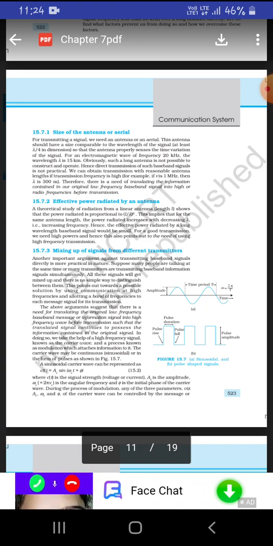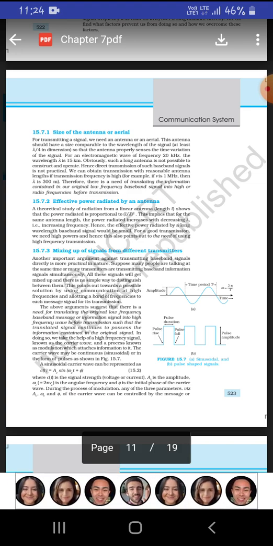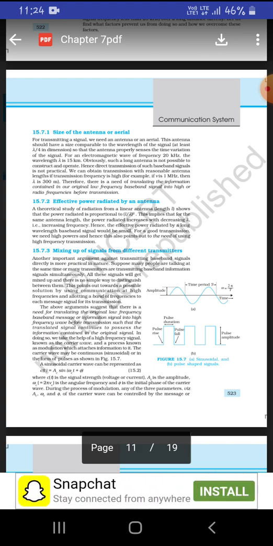Then effective power radiation: it is proportional to (L by lambda) whole squared, where L is length. Power radiation increases with decreasing lambda. When lambda decreases, power radiation increases.